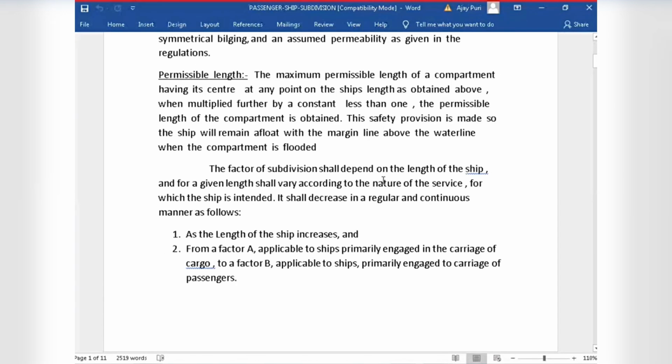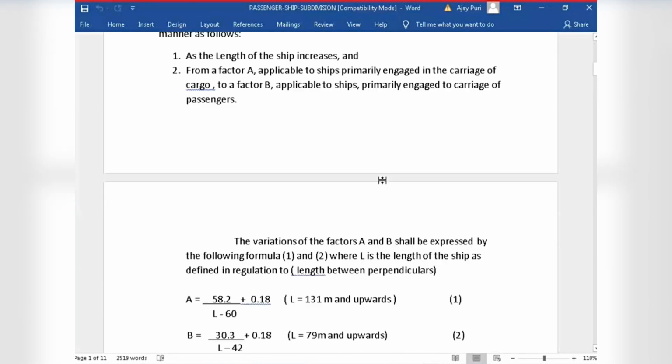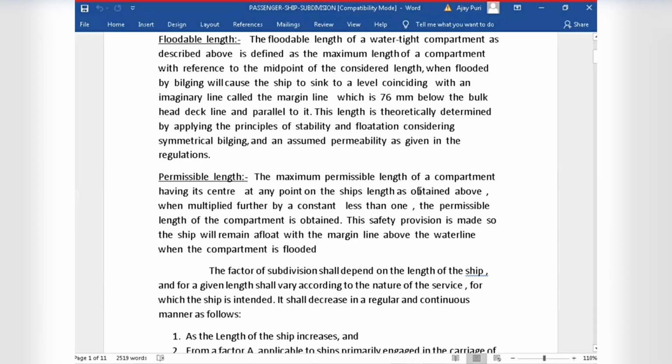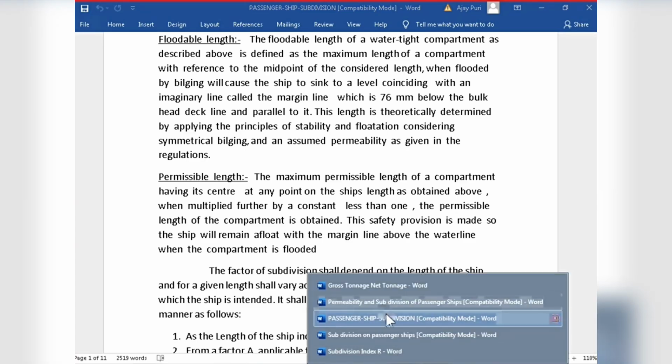What is permissible length? What is the formula of permissible length? Now, maximum permissible length of a compartment having its center at any point of the ship's length is obtained above when multiplied by a constant less than 1. So, permissible length is you're multiplying the maximum length with center at the midship of ship's length, as obtained above, by a constant less than 1, and the permissible length is obtained. And this factor provision is made so that the ship will remain afloat with the margin line above the water line when the compartment is flooded. Just another definition so it will be absolutely clear.